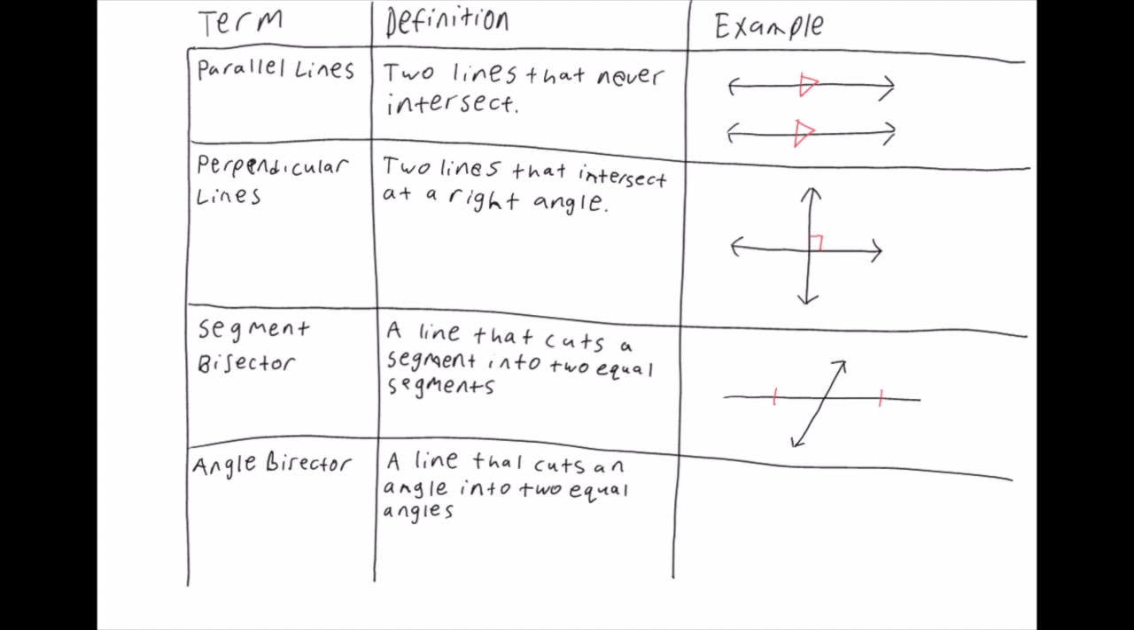An angle bisector is a line that cuts an angle into 2 equal angles. So we have an angle here, and a line that cuts that angle in half into 2 equal parts. And notice those little red marks there. Those show that that angle and that angle are equal. Those 2 angles are equal.